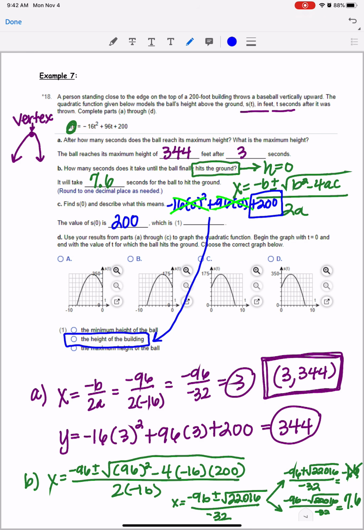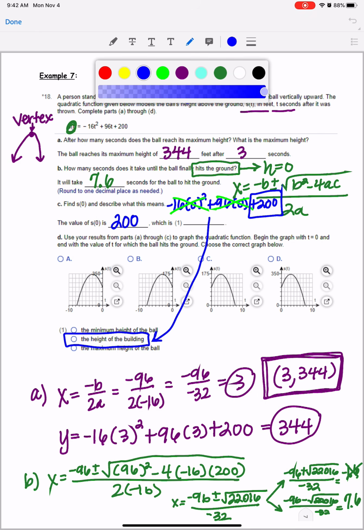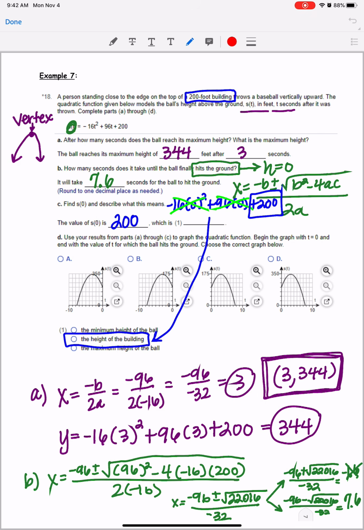Which tells me right here, right? On top of a 200-foot building. So then lastly, D, use the results from parts A through C to graph the quadratic function.